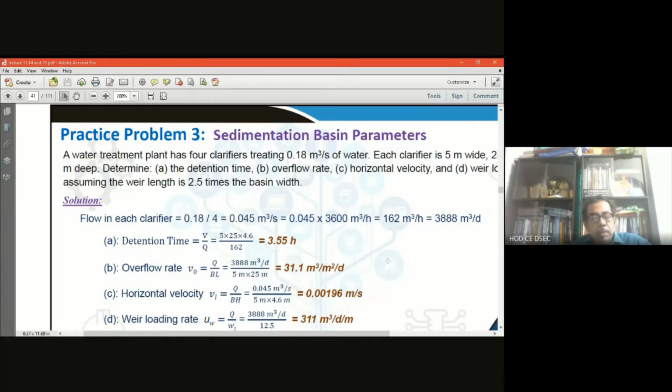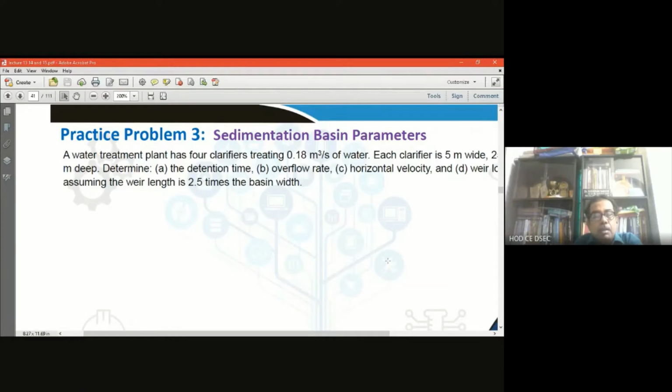If we consider the vertical flow velocity, the area normal to that velocity is the plan area, that is BL. So you have to keep that in memory and apply your logic. So Q by BL will be the overflow rate. Q is already found out, 3,888 meter cube per day. B is given in the question, L is given in the question. So ultimately it is found that V0 is 31.1 meter cube per meter square per day. Okay.